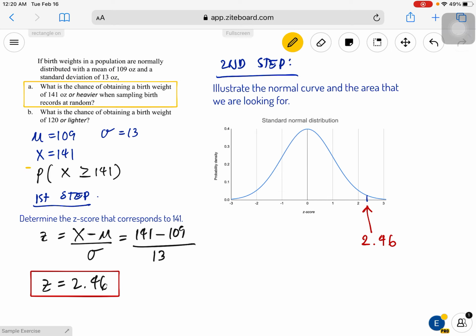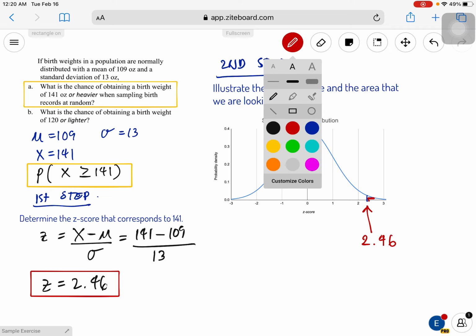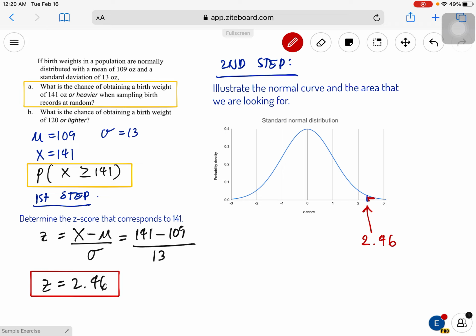The probability is going to be greater than or equal to 141. So we're looking for this area, beyond 2.46, the area shaded with red. Okay, that area. That's what we're trying to look for.